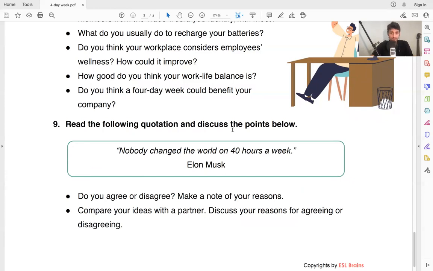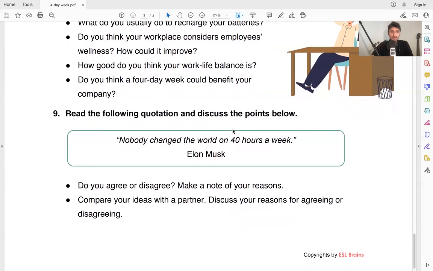I really enjoyed it. Okay, and then we have a quotation here by a very, very famous person. You might have heard of him. His name is Elon Musk. Okay, so Elon Musk said, nobody changed the world on 40 hours a week. Nobody changed the world on 40 hours a week. That's what he said.